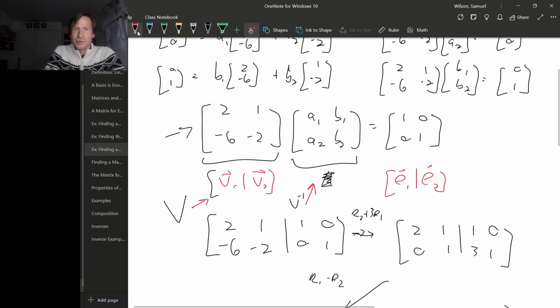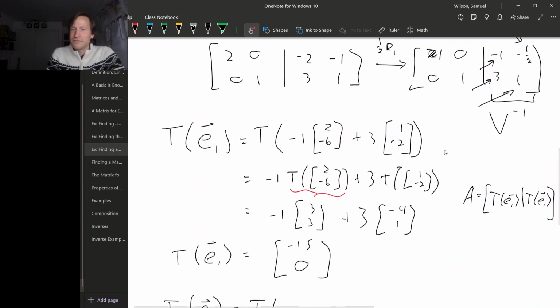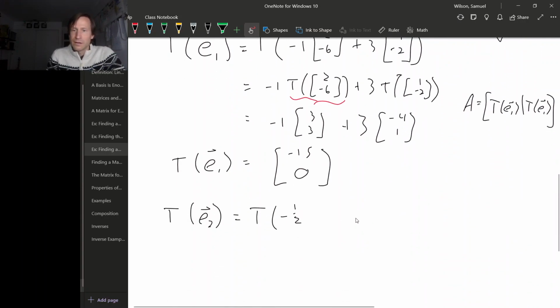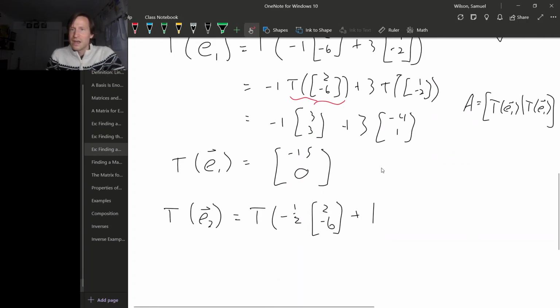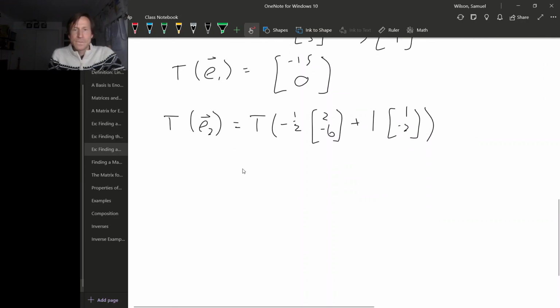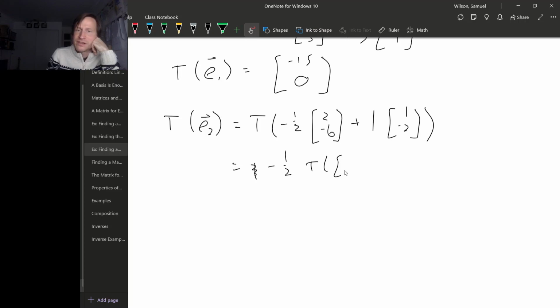Because remember here we have V times V inverse, and those coefficients show up as the second column of V inverse. So minus a half and 1. And the vectors that go here are the basis vectors that we started with, which were (2, minus 6) and (1, minus 2). Okay, and then we can use the characteristic property of the linear transformation, so minus 1 half times T applied to (2, minus 6) plus 1 times T applied to (1, minus 2).